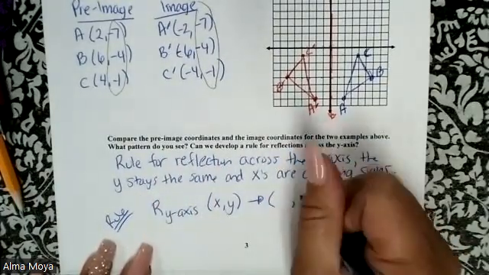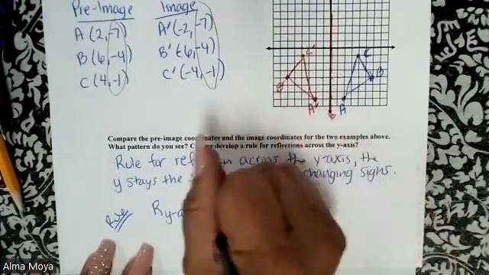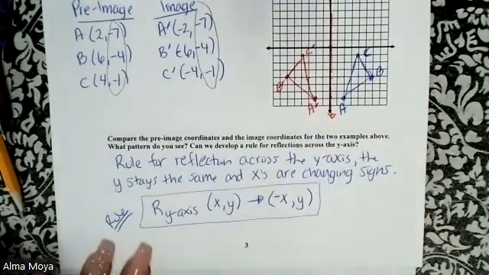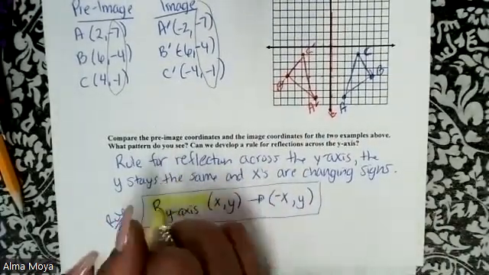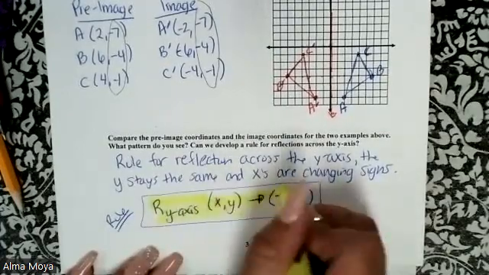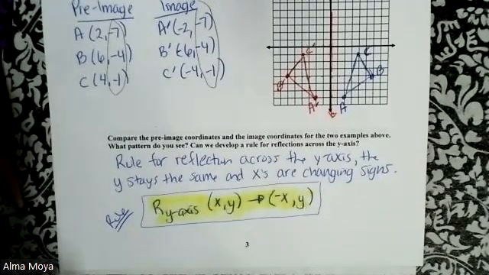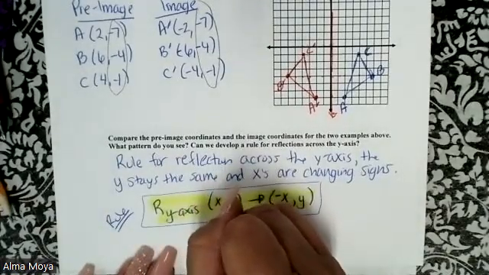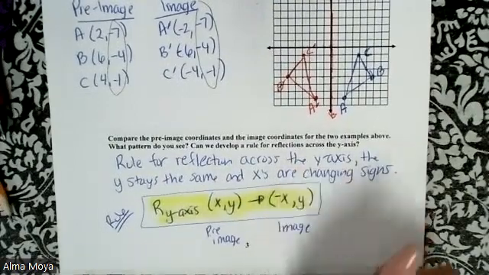So whatever y is, it's going to stay the same, but now the x's are changing signs, so I'm going to put a -x there. So it looks very similar to the reflection across the x-axis, but now the x is negative, where in the reflection across the x-axis the y was negative. So this was the pre-image on this side, and this was the image on that side.